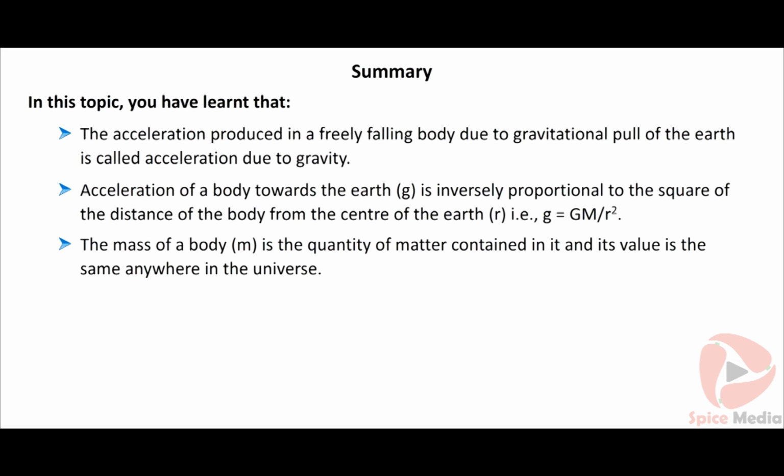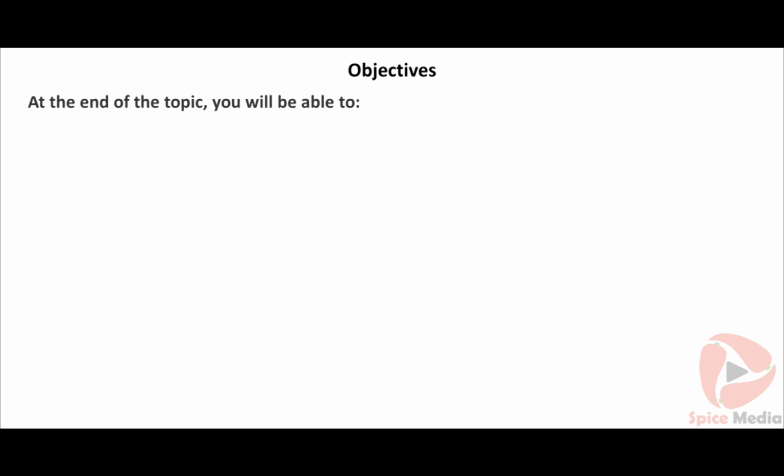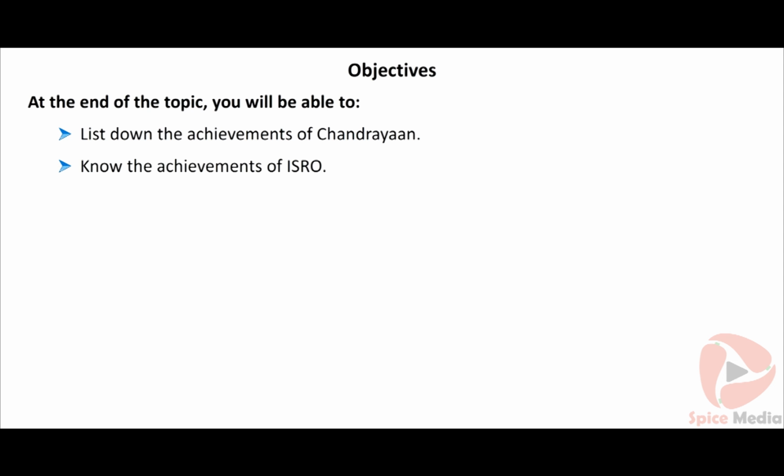The mass of a body, m, is the quantity of matter contained in it, and its value is the same anywhere in the universe. The weight, mg, of a body is the force with which it is attracted by the Earth towards its center. Its value varies with its location on the Earth, its height from the Earth, and its depth. At the end of the topic, you will be able to list down the achievements of Chandrayaan, know the achievements of ISRO, and understand about space station and its uses.